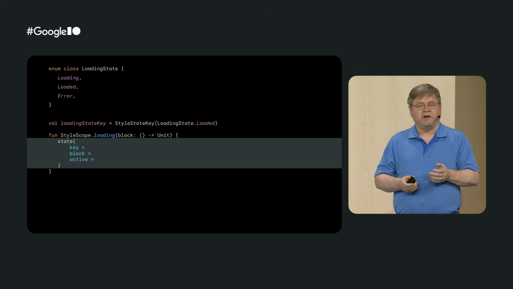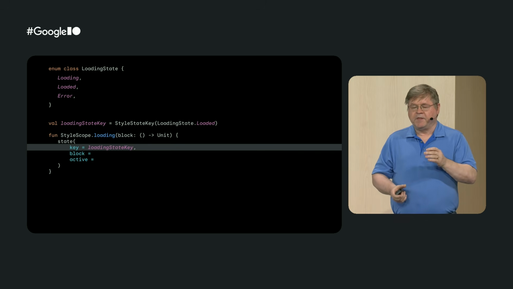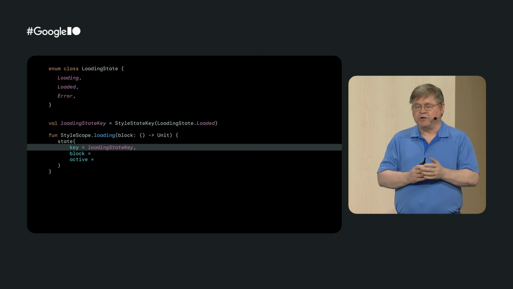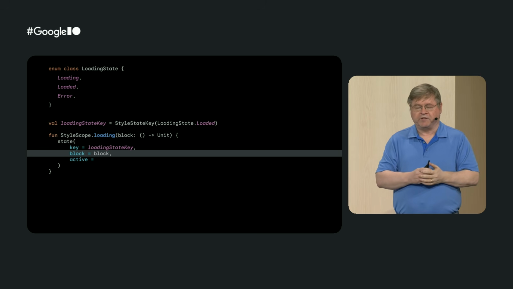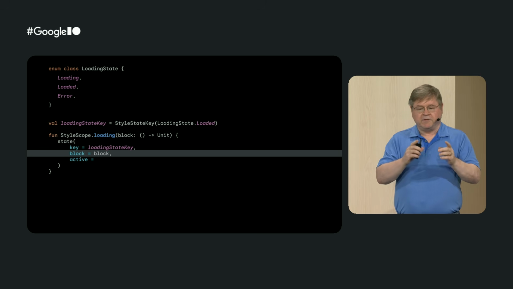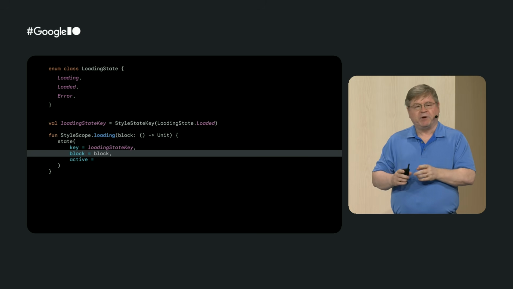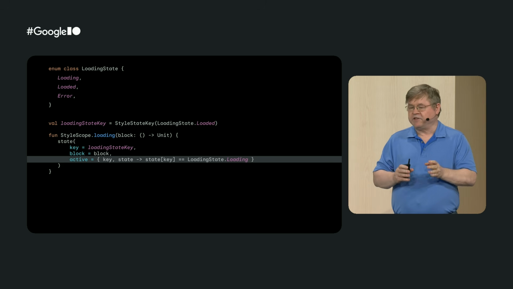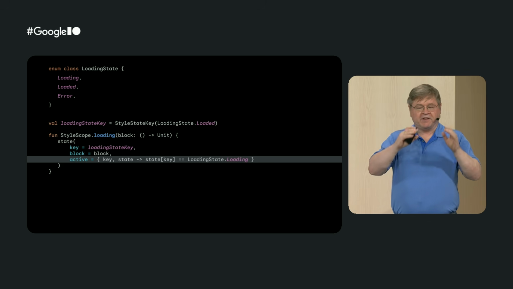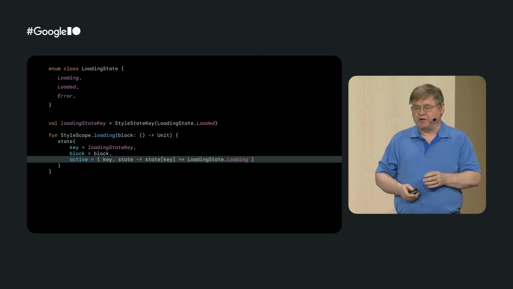It requires a key, a block, and an active expression. The key is the key we just created, which is the loading state key. The block is the block parameter. We just pass it on through to state. The block parameter sets the properties that are unique to the loading state. And finally, we have the active lambda, which returns true when we're in the loading state. In this case, we just compare the current state to loading state.loading, and if that is true, we'll set the properties that are unique to the loading state.